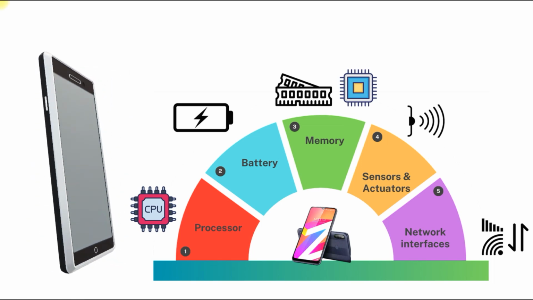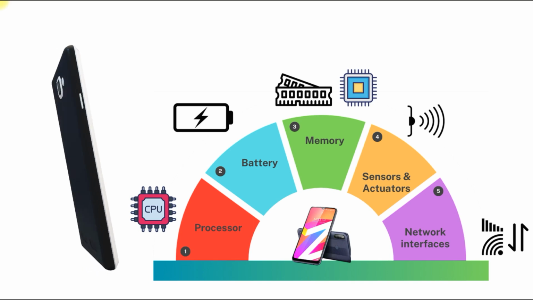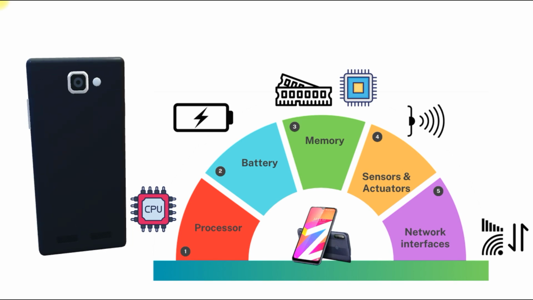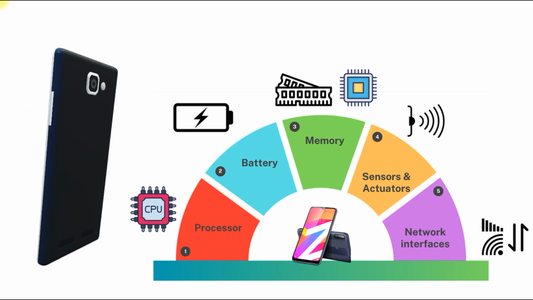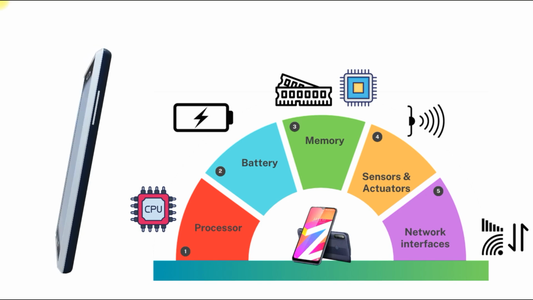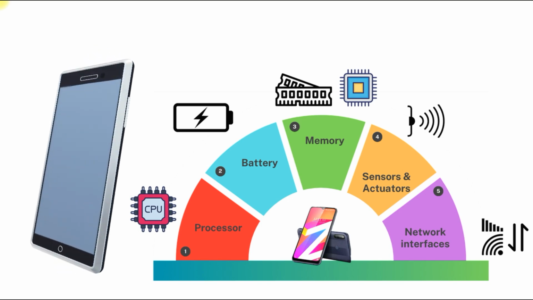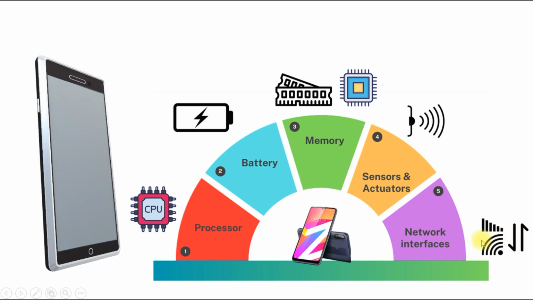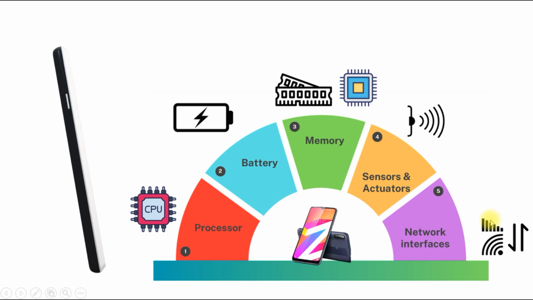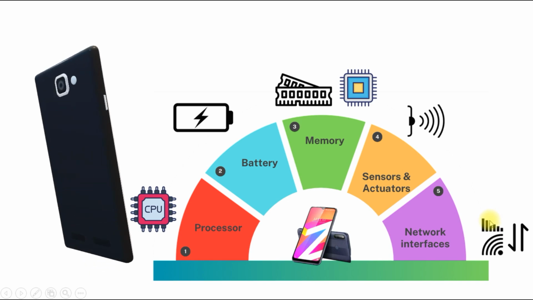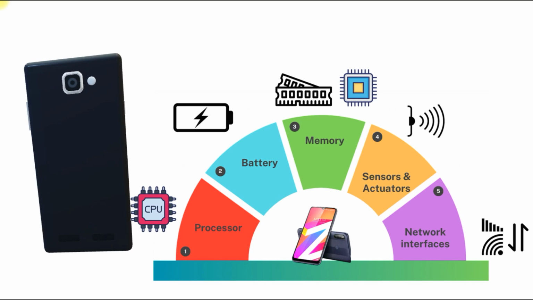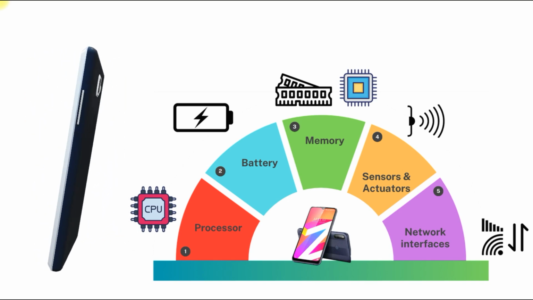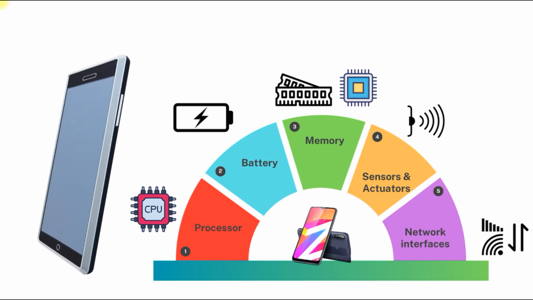The last one is network interfaces. I give the network interface the least priority because all mobile phones come with Bluetooth, Wi-Fi, GSM, and GPS. All these facilities are mandatorily given by all the companies. So there is mobile data, GSM, GPRS services, Wi-Fi, hotspot facility, Bluetooth, everything, GPS. These are all the network interfaces available in your mobile phone. So these are all the hardware parts of our mobile phone.